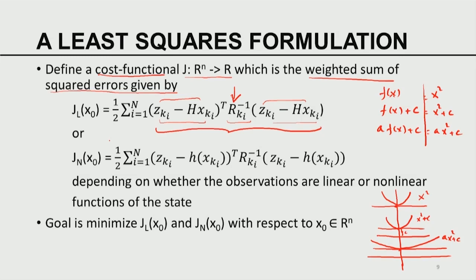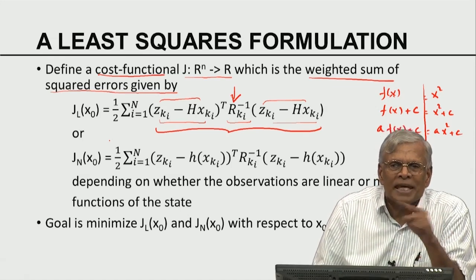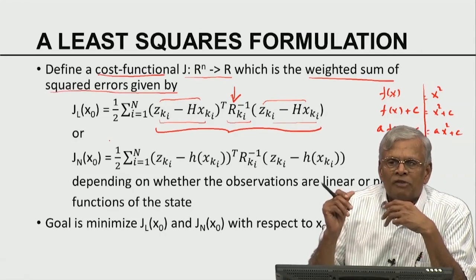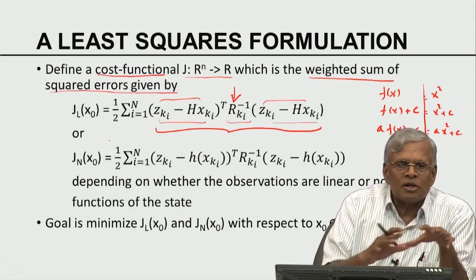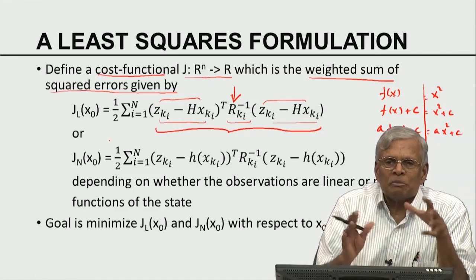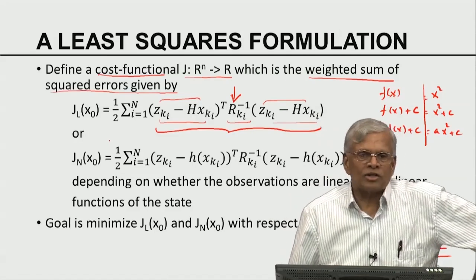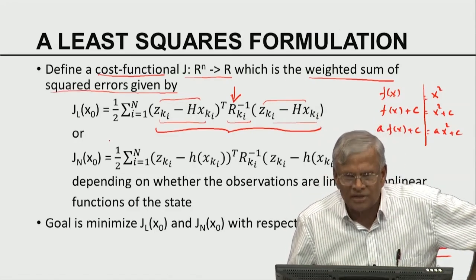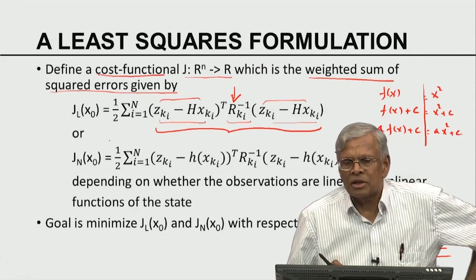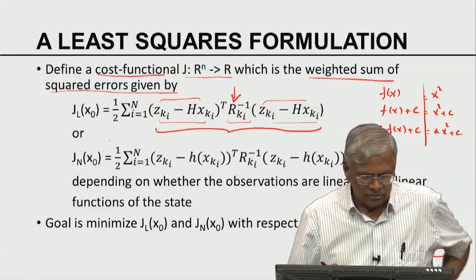Why do I add half in here? You can see z minus h of x transpose Rk inverse z minus h of x, that's a quadratic function. When you differentiate the quadratic function to compute the gradient, there's an annoying factor 2 coming in. The 2 can be cancelled, so it's simply an algebraic simplification in the ultimate formula that I would get. So anticipating that I don't want to deal with that factor 2 when I differentiate quadratic functions, I simply added the half to simplify some of the expressions. So multiplying by a constant doesn't change the result. Adding a constant doesn't change the result. So without loss of generality, I can multiply a function to be minimized by any positive constant without altering any of the properties of the minimizer.